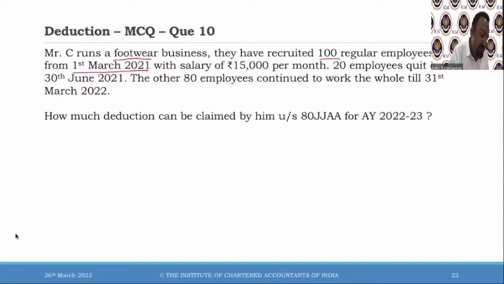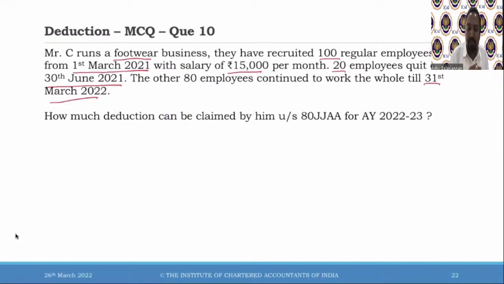So, with a salary of 15,000 per month, 20 employees quit on 30th June 2021, which means they have worked only 3 months in the subsequent year, which is less than 150 days. So you take them away; they are not eligible. The other 80 employees work till 31st March 2022.